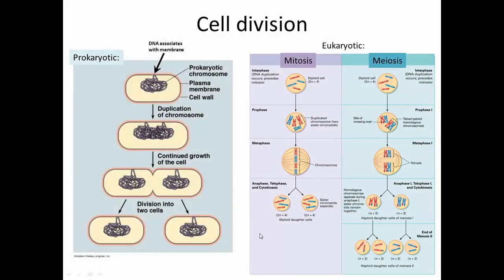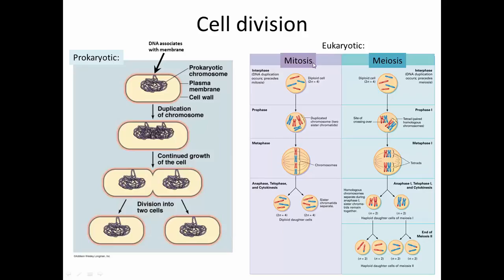Here's a quick look at cell division. Again, bacteria divide by binary fission. They replicate their chromosome, then they begin to split apart until there are two cells with two separate chromosomes. It's a little more complicated in eukaryotes.